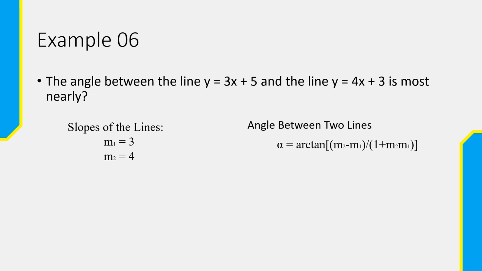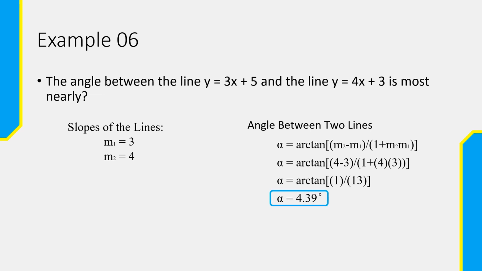Now that we have the two slopes, we will be able to utilize the equation previously introduced for an angle between the two lines. With us assigning the values to both slopes, we simply need to plug in the values. Once simplifying the equations, we get an angle equal to arctan, or tan inverse, of 1/13. And when entering these values into your calculator, you'll end up getting an angle of 4.39 degrees.